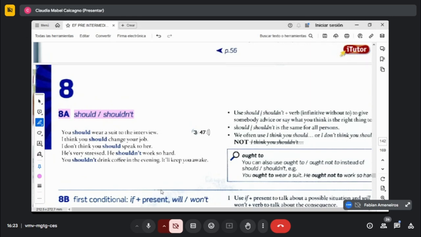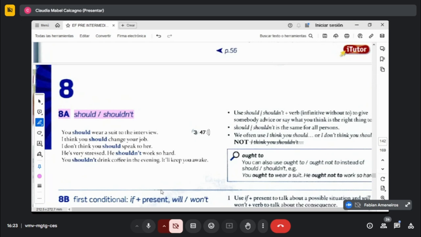You should wear a suit to the interview. I think you should change your shoes. I don't think you should speak to her. He's very stressed. He shouldn't work so hard. You shouldn't drink coffee in the evening. It'll keep you awake. Oh, difficult.